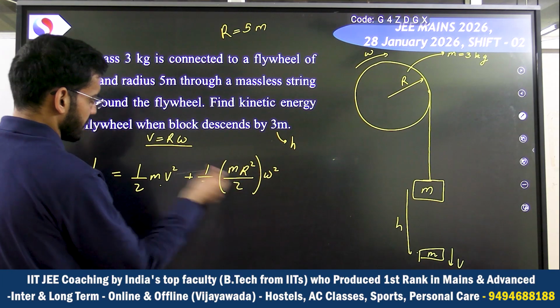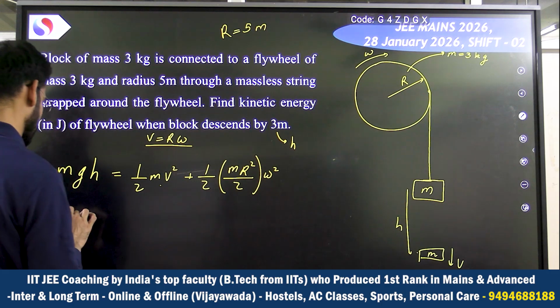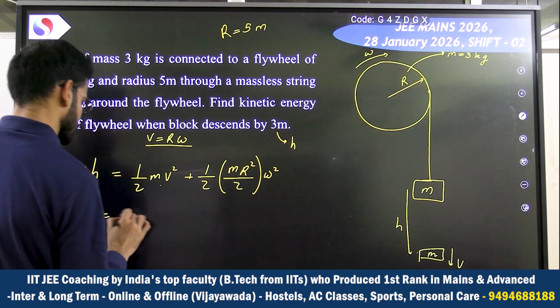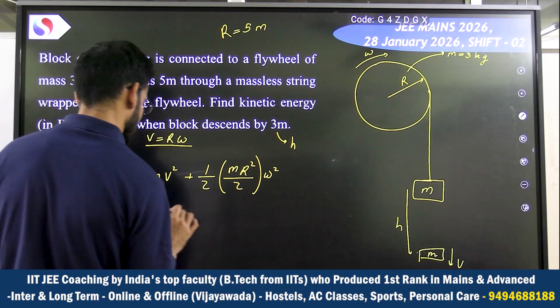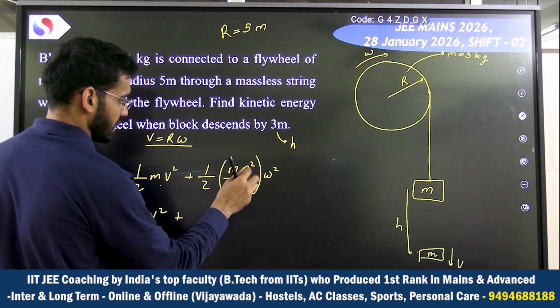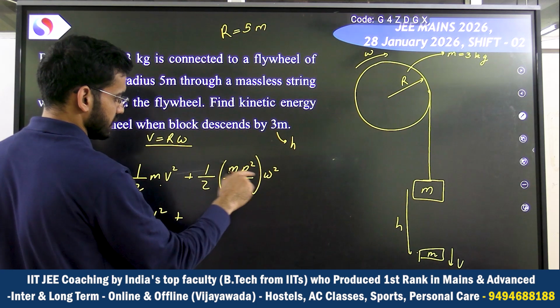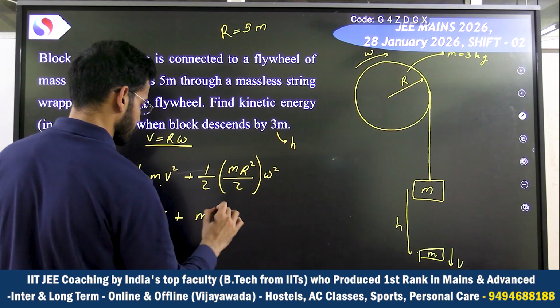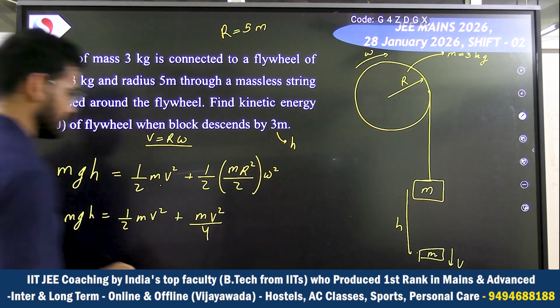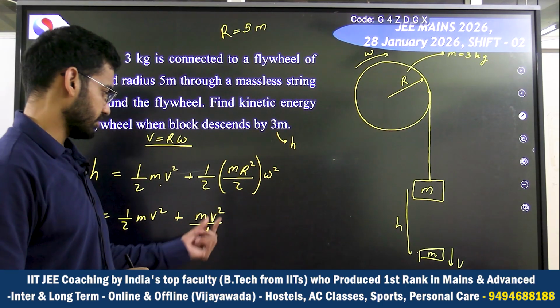Here if you put r omega is v, then what we have is mgh equals half mv square plus half I omega square, which with r omega whole square will be v, so mv square by 4. So the actual thing that you need is this value, mv square by 4.